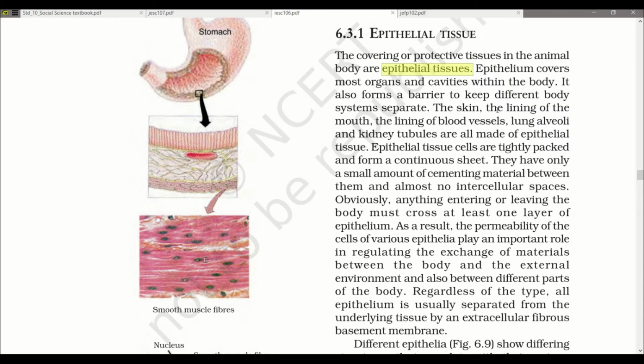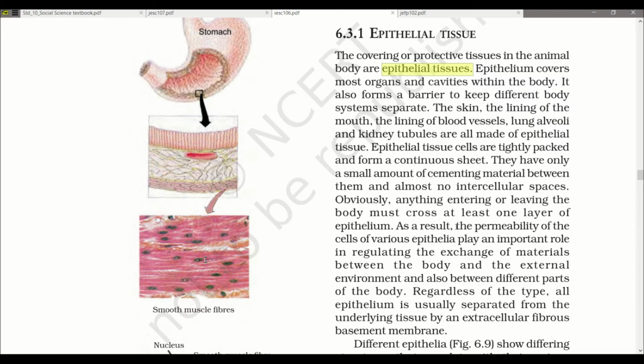The skin, the lining of the mouth, the lining of the blood vessels, lung alveoli and kidney tubules are all made up of epithelial tissues. Epithelial tissue cells are tightly packed and form a continuous sheet. They have only a small amount of cementing material between them and almost no intercellular spaces. Obviously, anything entering or leaving the body must cross at least one layer of epithelium.